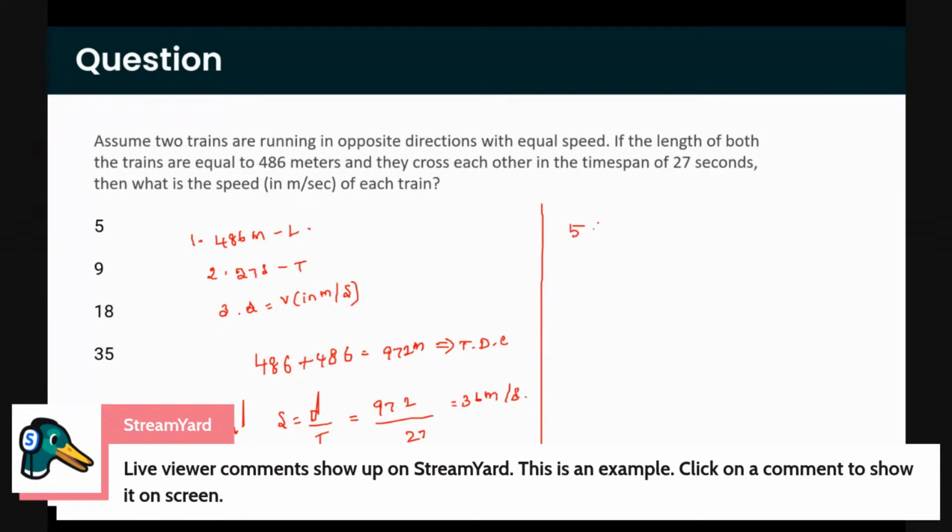And the next step, now we are supposed to calculate the speed of each train. Since the trains are moving in opposite directions with equal speeds, their relative speed is twice the speed of each train. So 2v is equal to 36, where v is equal to 36 divided by 2, which is equal to 18 meters per second. So the speed of each train is 18 meters per second. Okay, this is our answer.